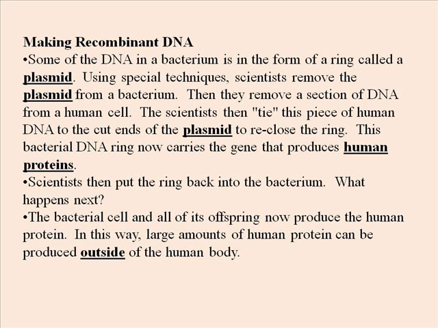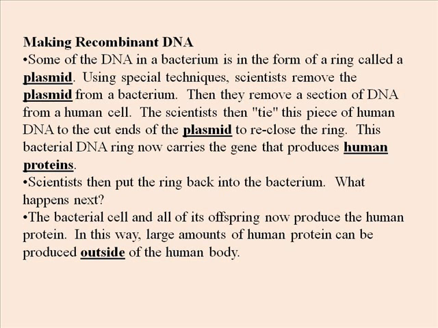Then they're going to take a section of DNA from a human cell that codes for the growth hormone, and where they made the cut in the bacteria DNA, they're going to insert the human DNA in there. And then the chemical bonds will rejoin and you will now have a new piece of DNA that's going to be put back into the bacteria that still has all the bacteria DNA, but also now has a little chunk of human DNA.